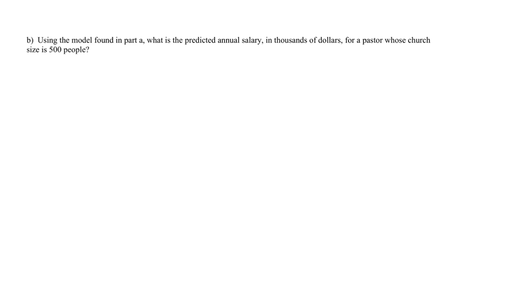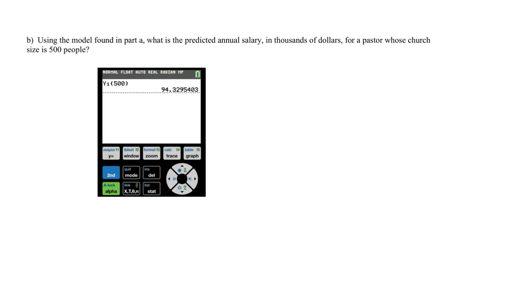So in part B, they want us to predict the annual salary for the pastor whose church size is 500 people. So you could take the formula that we just wrote down and put 500 in there, but there's an easier way to do it because we did store that equation in Y1. If we just hit alpha trace again, it'll say Y1 and start parentheses, and in that parentheses, just put 500. It should look like this.